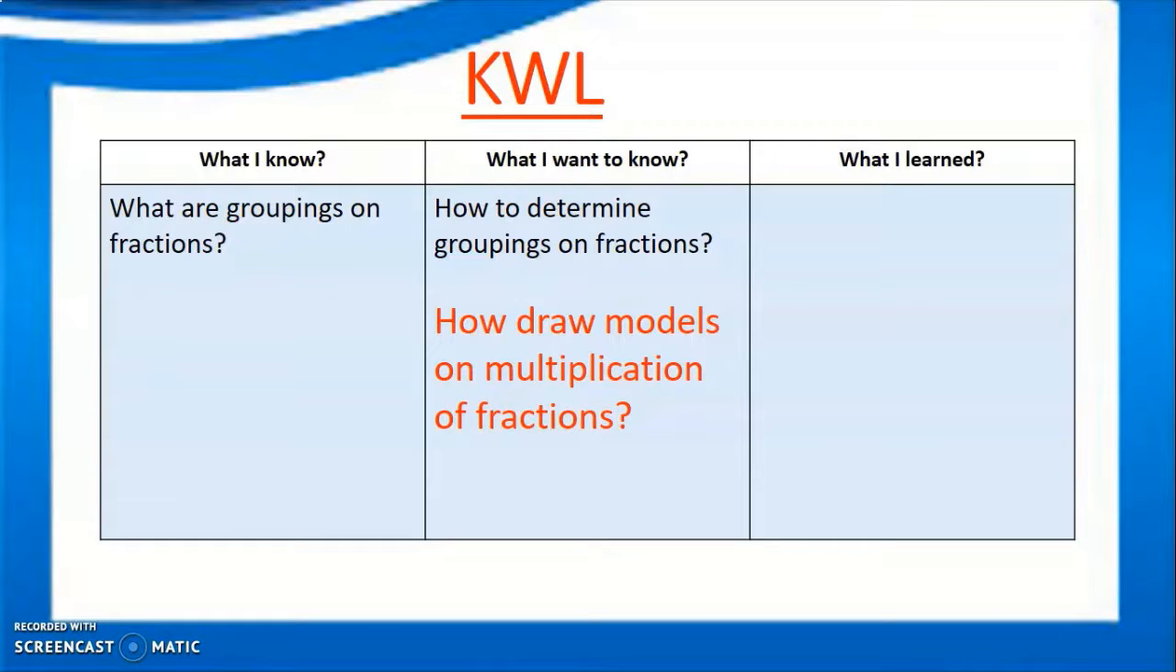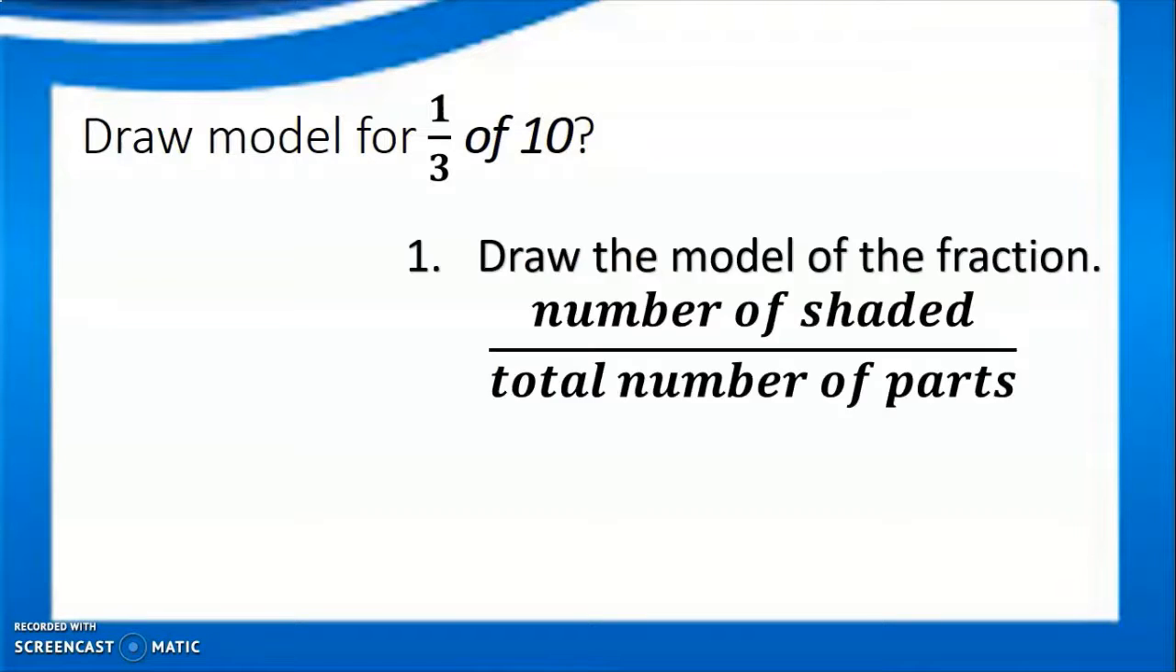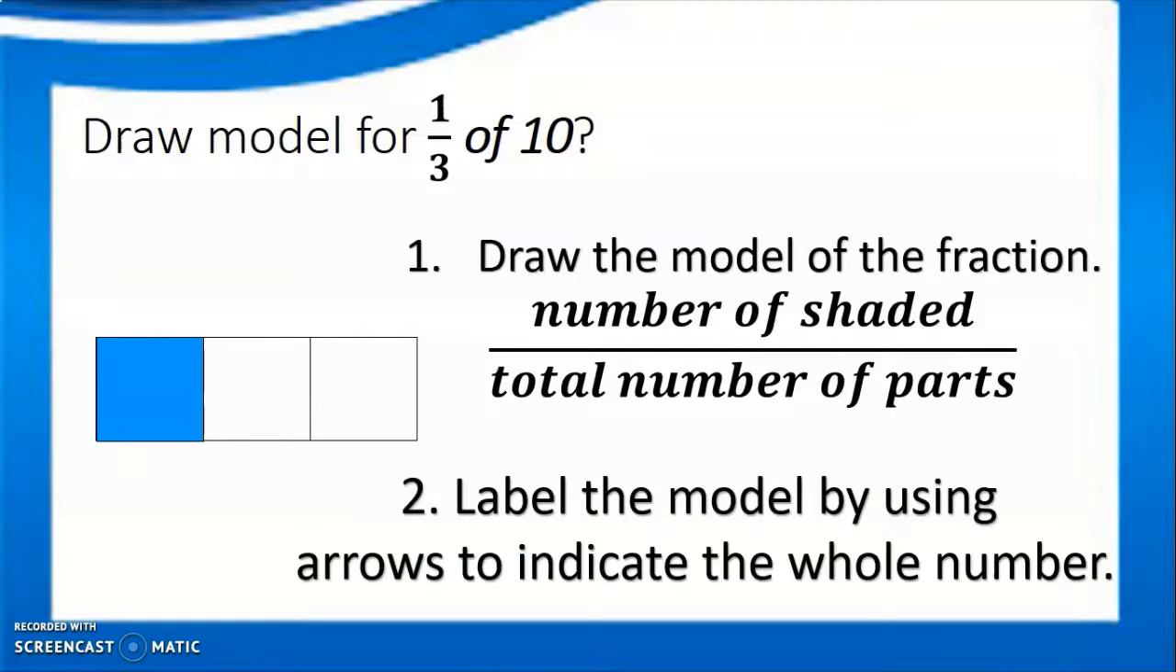Now, how to draw models on multiplication of fractions? Draw a model for 1/3 of 10. How are we going to draw? First step, draw the model of the fraction. So we're going to have the number of shaded and the total number of parts. So we must first make the total number of parts. So just make 3. And how many shaded? 1. Very good. Next step, label the model by using arrows to indicate the whole number.